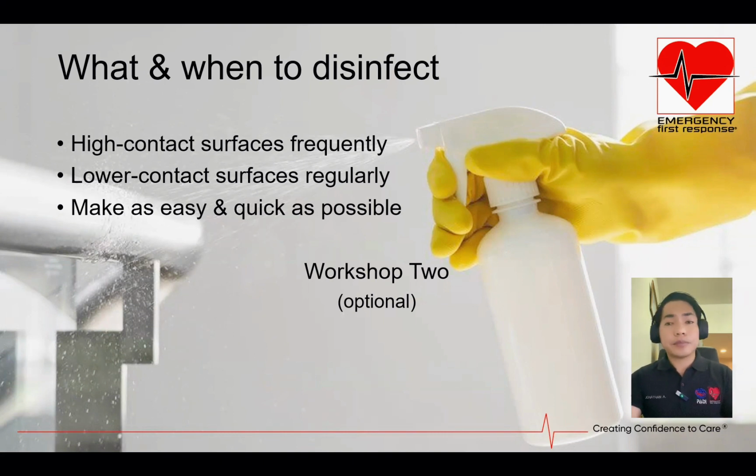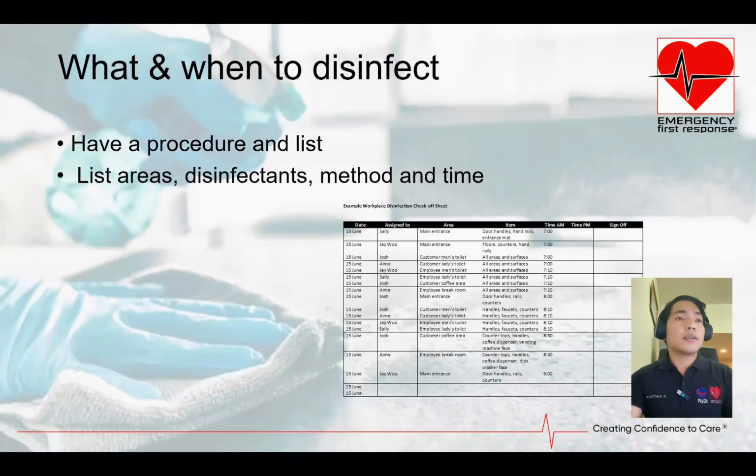So again, next, we will discuss having a procedure and list. Very important. List disinfectant method and time. So have a procedure list for regular disinfection and cleaning. Why? Because first, it lists the areas for disinfection, the method to use and the time daily. It may help to be specific. For example, instead of listing door handles, list break room door handles and restroom door handles, mainly entry handles.